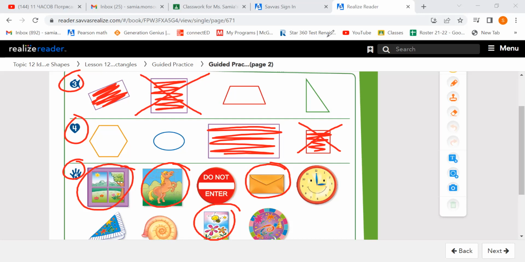Now I want you to mark an X on each object that also looks like a square. Which objects also look like a square? This one. This picture. Are there any other objects that look like squares? Nope, I don't see any either. Let's turn the page.